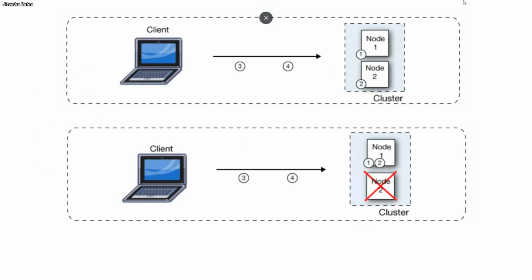So, for example, this is one example. The client sends the request. Requests 1 and 2 are processed by node 1 and node 2. Requests 3 and 4 are also coming. Node 2 goes down. So what will happen? The request being processed by node 2 will be transferred to node 1. So this ensures a high availability and fault tolerant architecture.